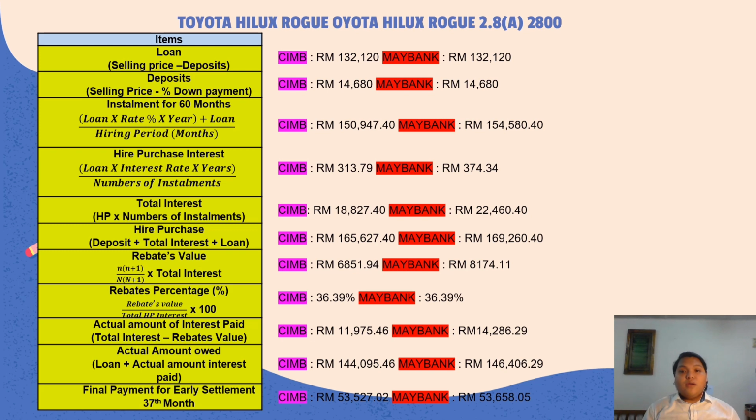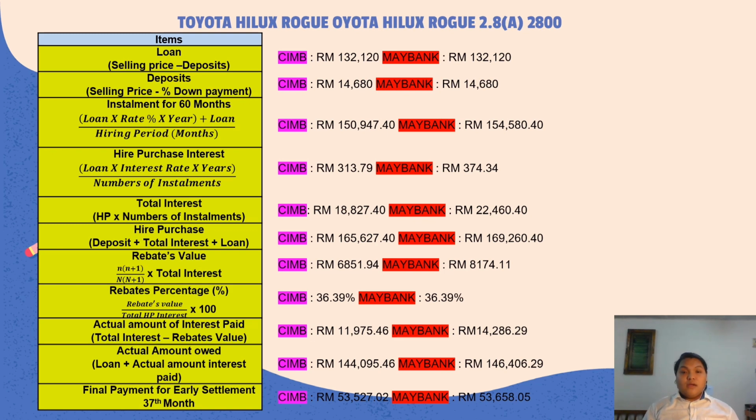In Maybank, we are getting 374 ringgit 34 cents. In total interest, hire purchase times by numbers of installments. In CIMB Bank, we are getting 18,827 ringgit 40 cent. In Maybank, we are getting 22,460 ringgit 40 cent. Hire purchase, deposit plus total interest plus loan.